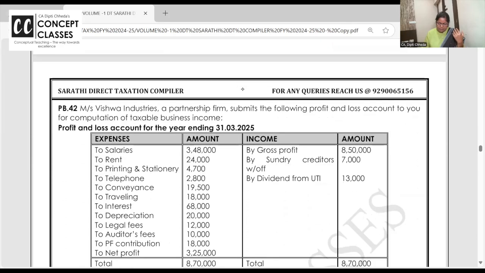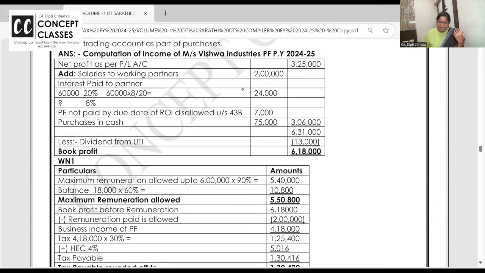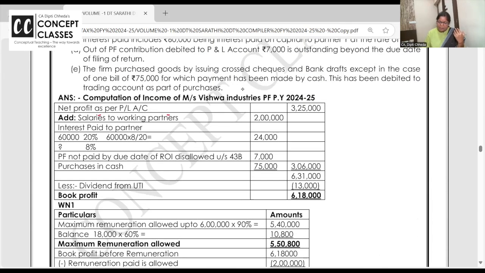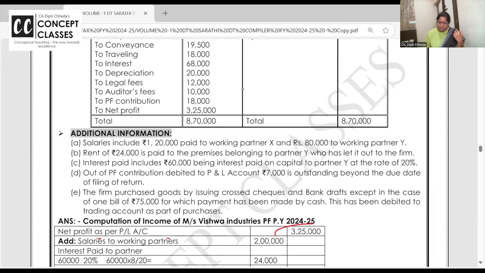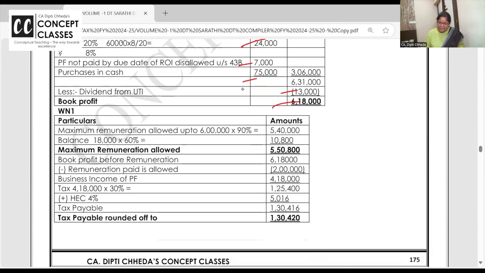ऐसे करते हैं ना problem. Suppose your net profit as per the partnership firm, ये partnership firm का question है, 325. Routine, add back the salary paid to working partner because you want profit before the working partner. Interest paid to partner, ये भी add back कर दो. ठीक है? PF और वो सब disallowed सब add back, dividend is not. So you get routine 618.